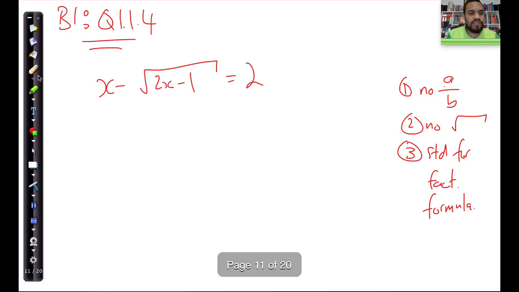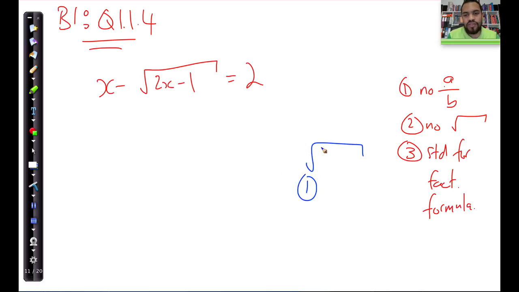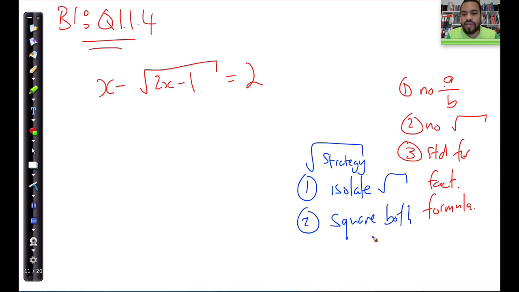So I'm going to come back over here, and I'm going to get a blue pen. The agenda with square roots is what I'll call the root strategy. Firstly, you want to isolate the square root. Isolated means you want it on one side with everything else on the other side. So we isolate the root, and then secondly, you're going to square both sides. That's what we really want to do: isolate the root and square both sides.